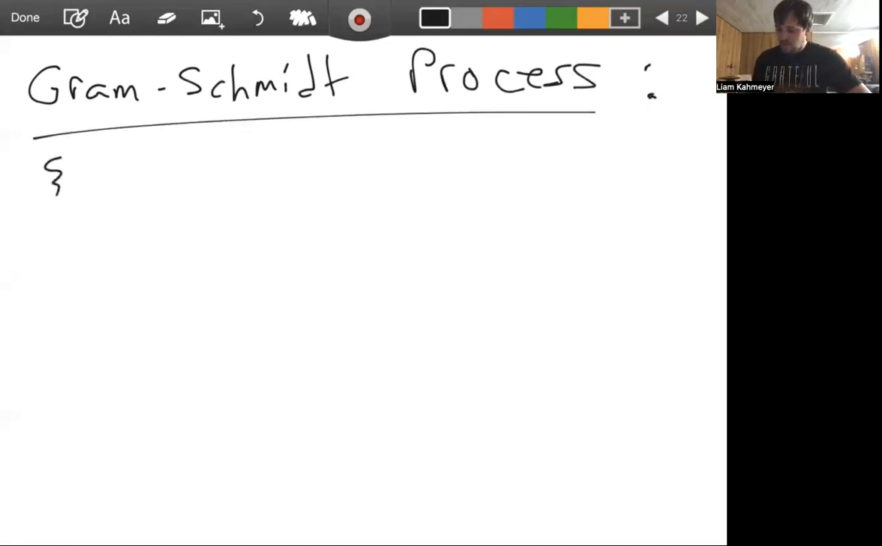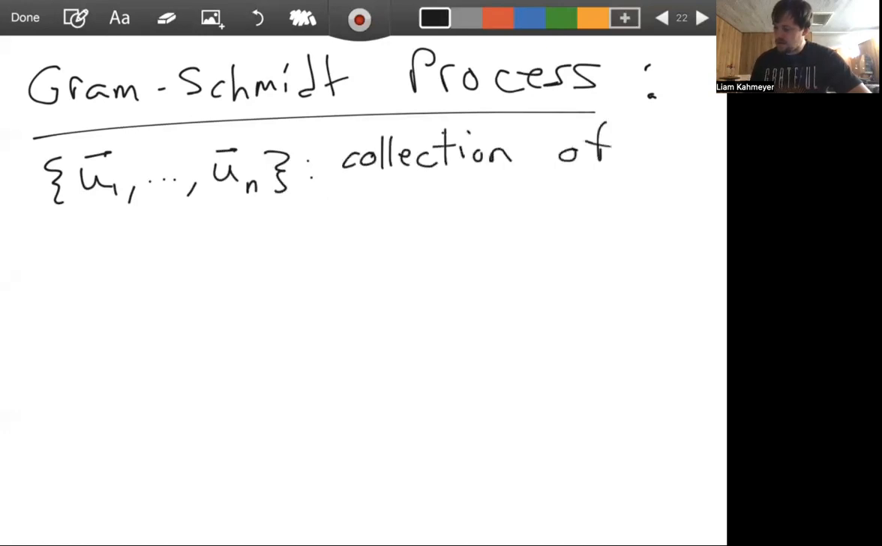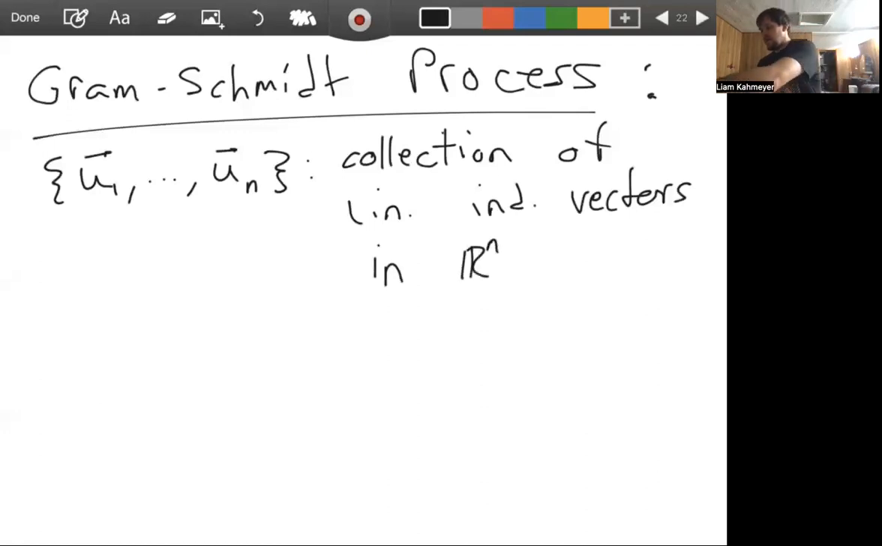Let's start with U1 through Un. Let's let this be a collection of linearly independent vectors, and let's say in Rn. Then what we want to do is make or construct a set of vectors that has the same span and is orthonormal. So how do we do this?